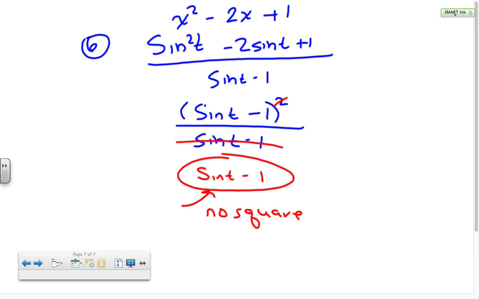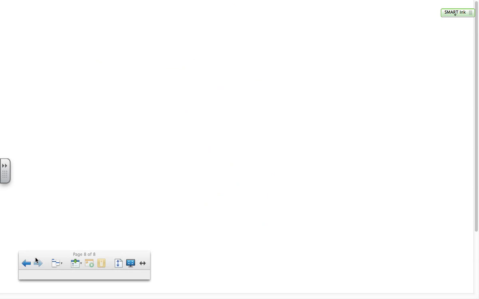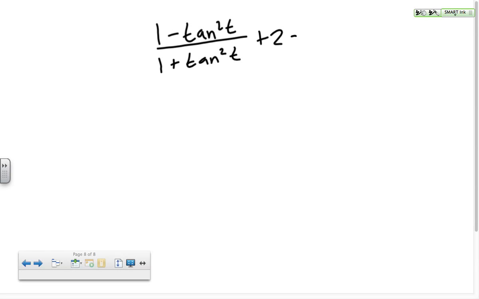All right, last example, and I think we're going to do it. So number 7. Oop, this is long. 1 minus tangent squared t over 1 plus tangent squared t, plus 2 sine squared t.